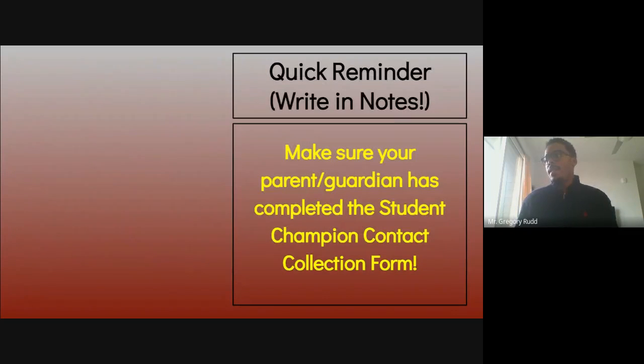Okay. And then also one other reminder, there is an assignment that I have for your guardians or your parents or your family members or your mentor, your aunt, uncle, whoever is going to be the adult who is holding you accountable, who is supporting you, and who is going to sing your praises this year.